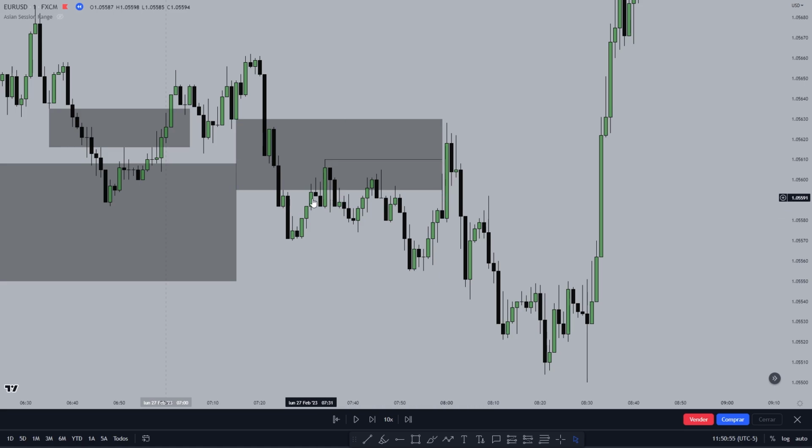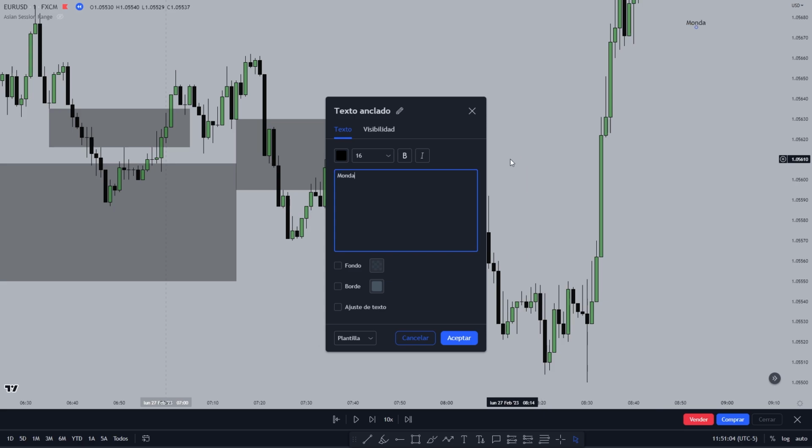So fair value gap, first mitigation, second mitigation, market shift, potential loss here. So we could say that we have a -1R already. Let's do that. Monday, -1R.